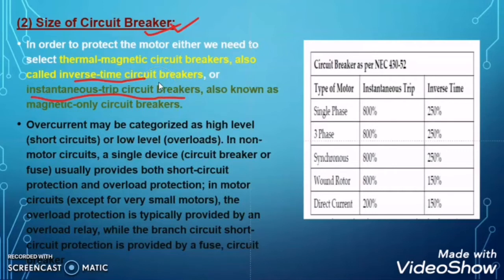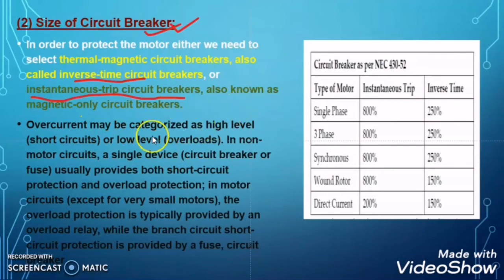Before going to the calculation, let us understand what is the difference between the inverse time circuit breaker and the instantaneous trip circuit breaker, and which one should be preferable for the motor, and which one is generally used in the motor star delta connection. So let us discuss this one.